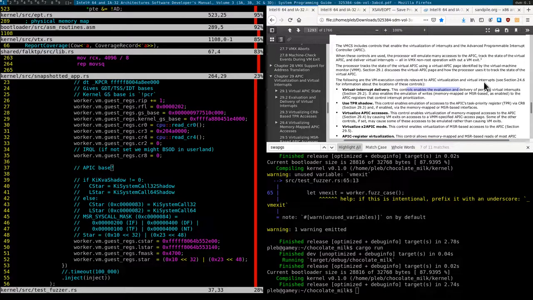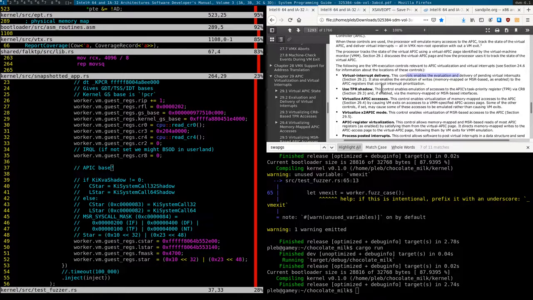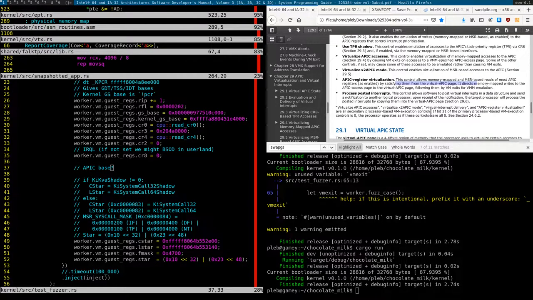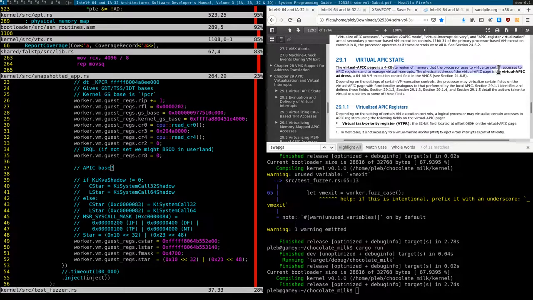Okay. This enables the evaluation and delivery of pending virtual interrupts. Also enables the emulation of writes, memory mapped or MSR based, as enabled, to the APIC registers that control interrupt prioritization. TPR shadow allows us to virtualize that. And then APIC register virtualization for most APIC registers as enabled. It's a region that the processor uses to virtualize certain accesses to APIC registers and manage virtual interrupts. The physical address of the virtual APIC page is the virtual APIC address, a 64-bit VM execution control field in the VMCS. So you would basically set that.